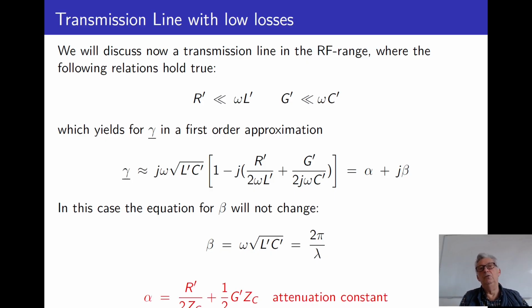But now we have to introduce a further constant, which we call alpha, and this is the so-called attenuation constant. The equation is given like this: it's R prime divided by 2 Zc, plus G prime times Zc over 2. But the point now is that R prime and G prime are normally functions of the frequency, so it's not easy to calculate the attenuation which a wave on the transmission line undergoes.